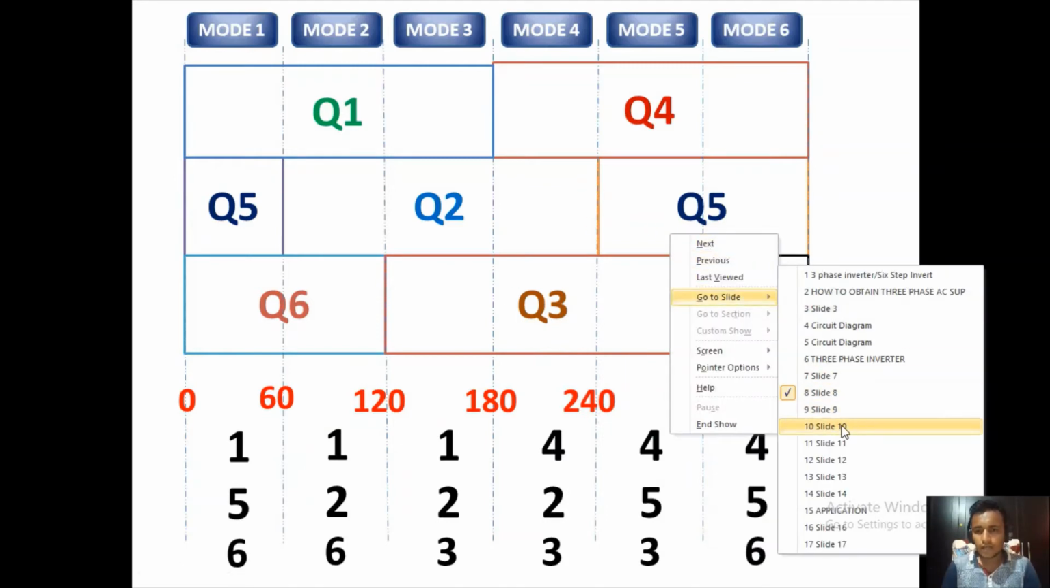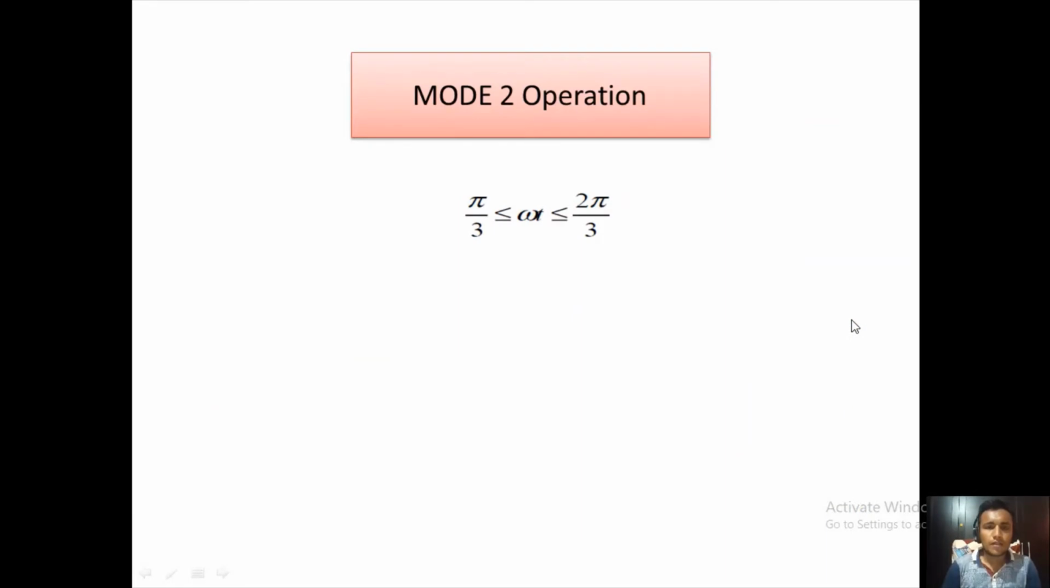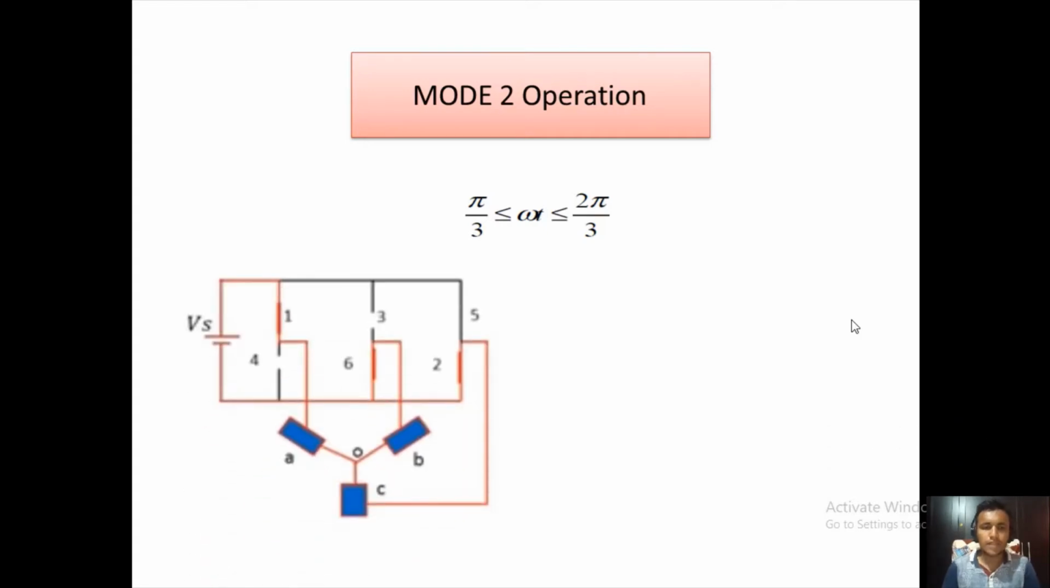Let us go to our slide. In mode 2, thyristors Q1, Q2 and Q6 conduct. So we have to draw the main circuit. In the main circuit you can see thyristors 1, 6 and 2 are on. So you can see the first thyristor is connected to the positive terminal of the DC supply, and thyristor number 2 and thyristor number 6 are connected to the negative terminal of the DC supply.